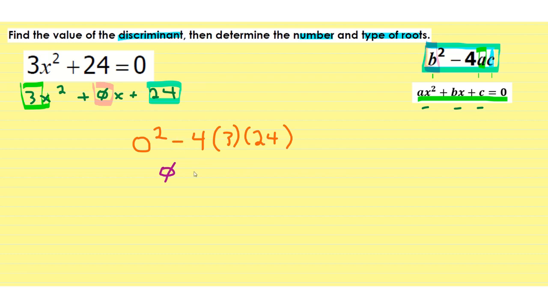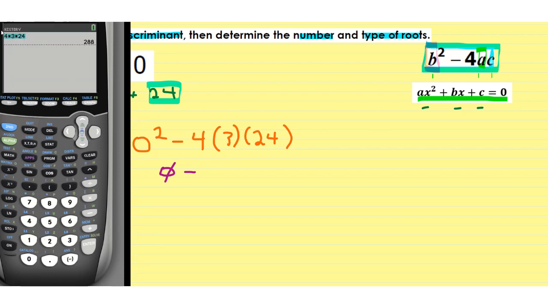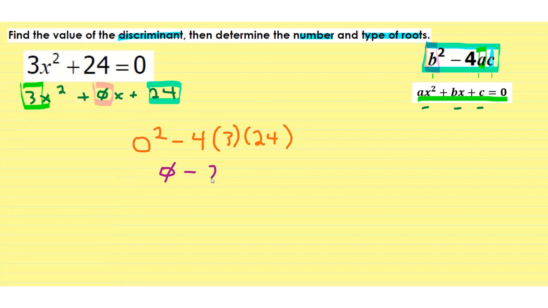We've got one negative, so the negative will remain because there are no more negatives to cancel it out. And we are going to do 4 times 3 times 24. Let's pull up our handy dandy calculator and see if we can do it, yes, there we go. 4 times 3 times 24 is equal to 288. So 0 minus 288 gives us a negative 288. Well, that is our discriminant.